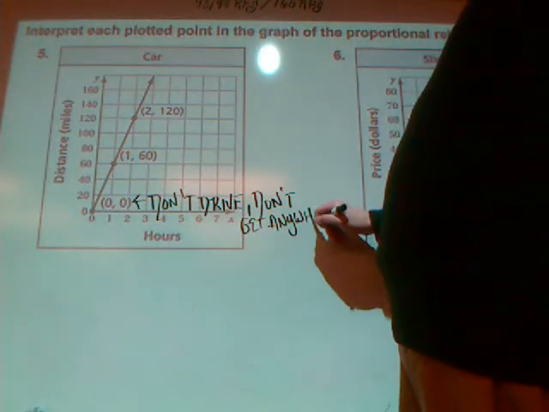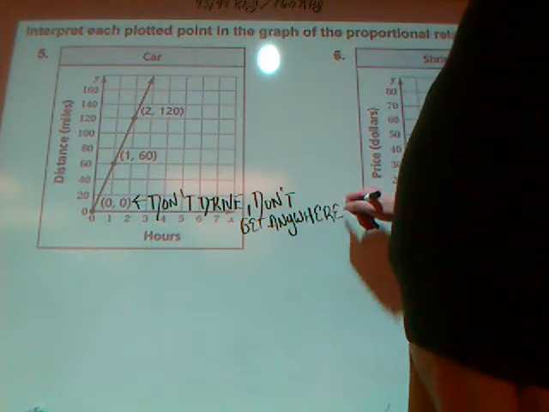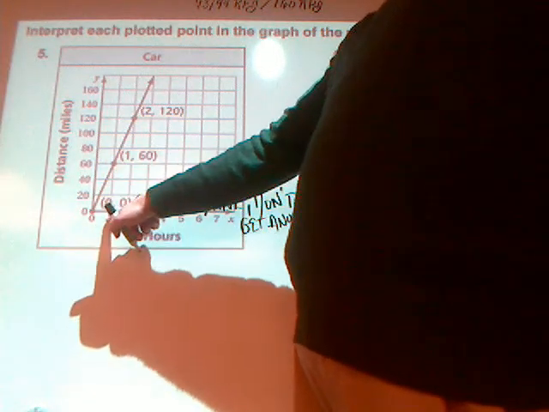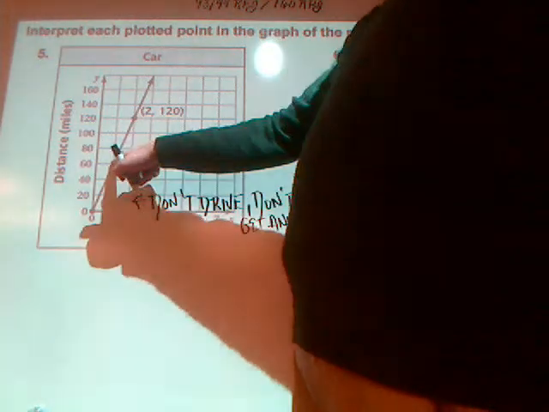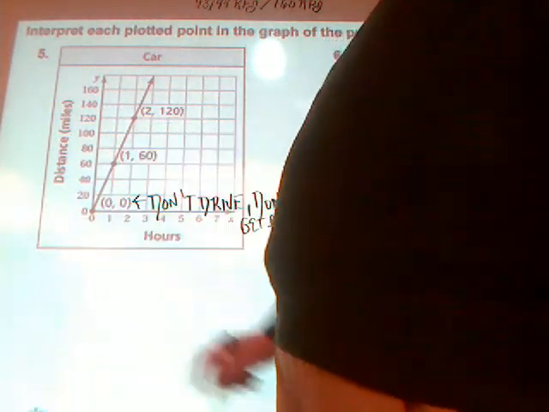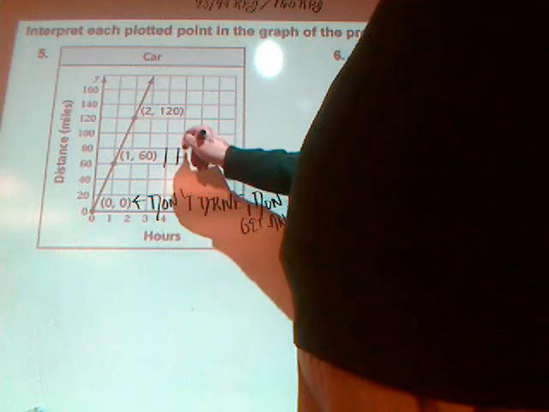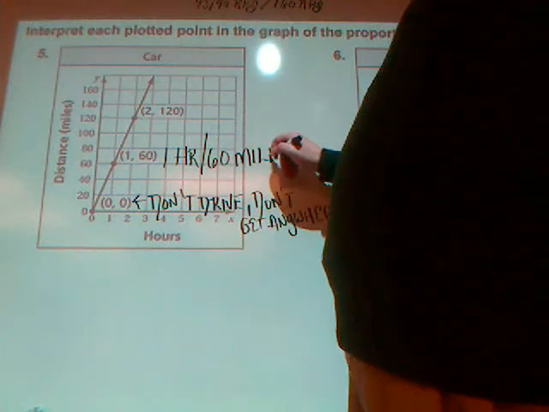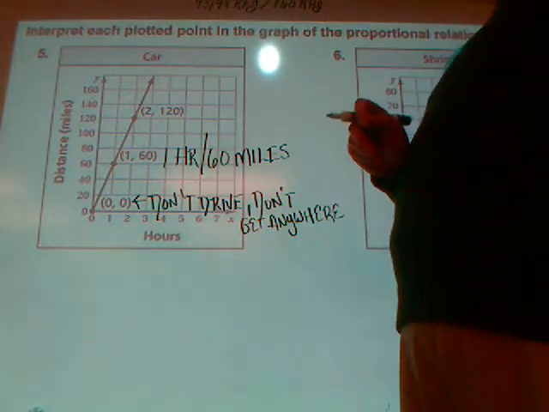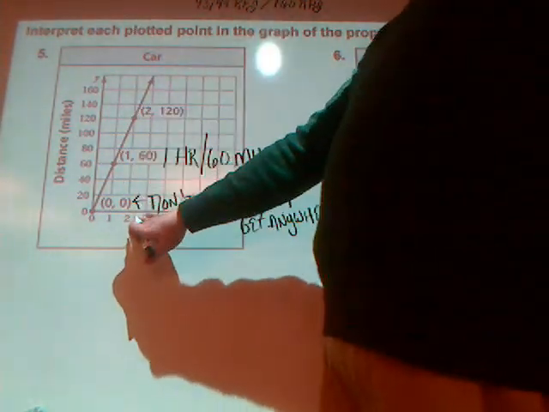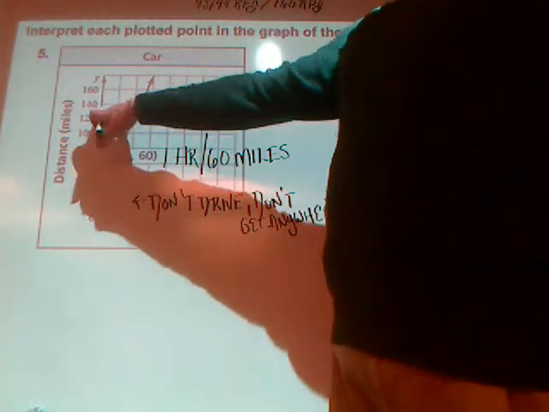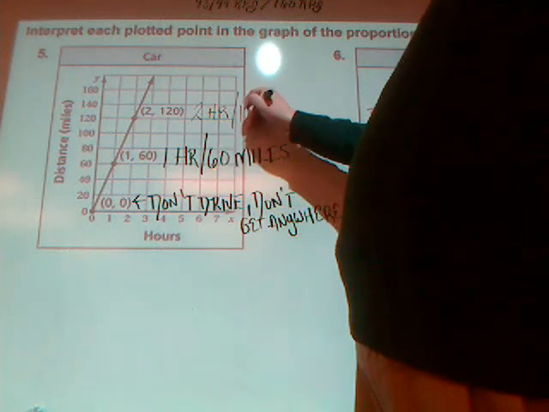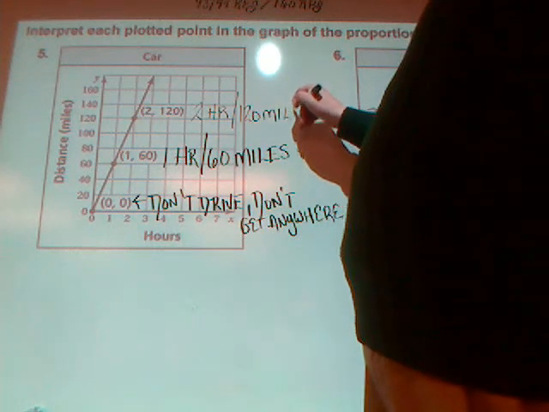But now let's look at the other points that may take a little bit more time, maybe a little bit more thought. 1, 60. So remember, the first number is an x. X is down here. That's the number of hours. 60 is over here from the y-axis. That's the number of miles. So that means in 1 hour, I'm going to cover 60 miles of distance. Similarly, when I look at 2, 120, 2 hours for the x, 120 for the y, which means after I've driven for 2 hours, I've covered 120 miles of distance.